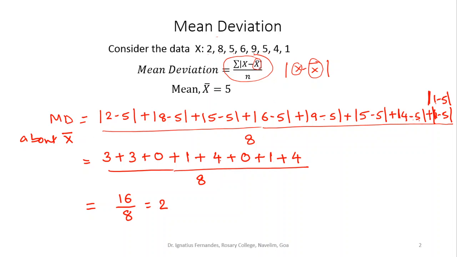But once I know what central tendency we are looking at, this is how you calculate mean deviation. So mean deviation in this case is 2. What does it mean? The average deviation of these data values from its mean 5 is 2.